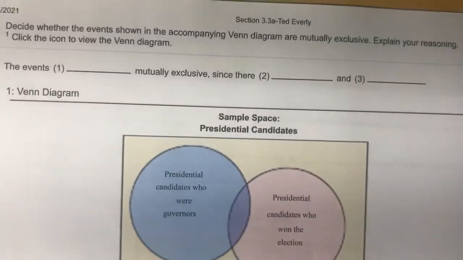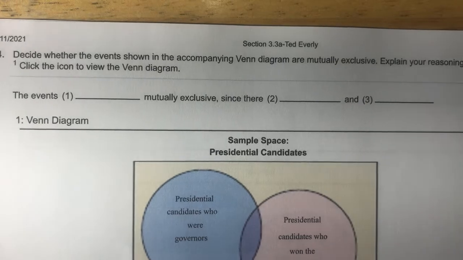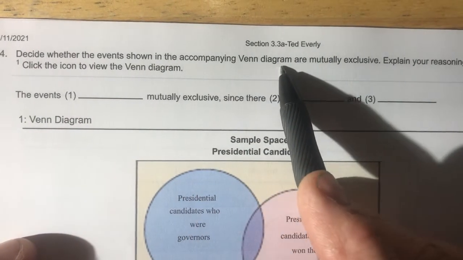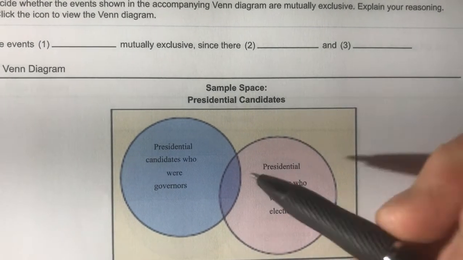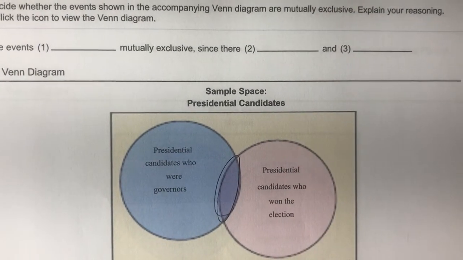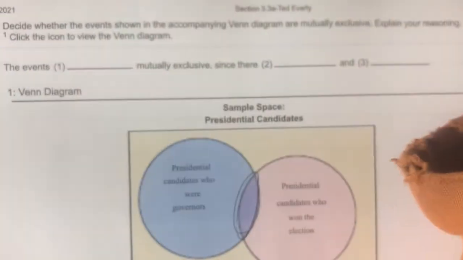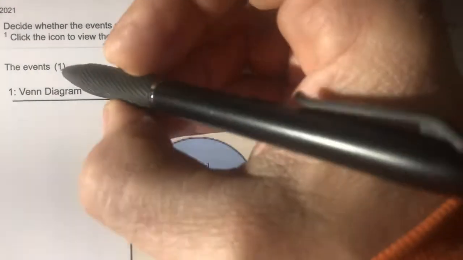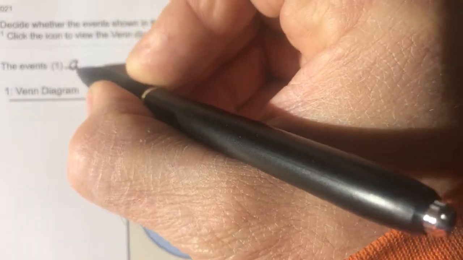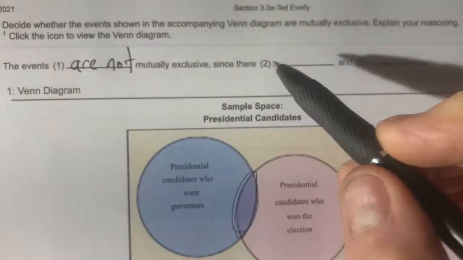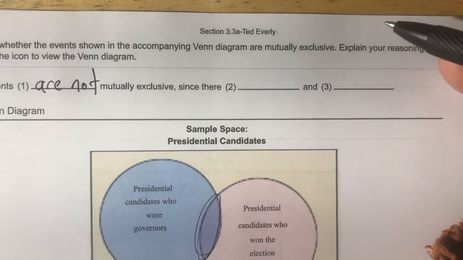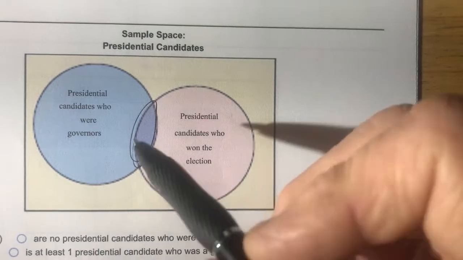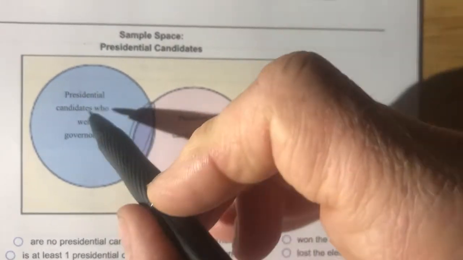All right, number 4 here. Let me get this lined up better. Decide whether the events shown in the accompanying Venn diagram are mutually exclusive. Explain your reasoning. Okay. All right, look here. See, there's an intersection here. They're not mutually exclusive. So this right here, the events are not mutually exclusive since, okay, since there must be at least one candidate.